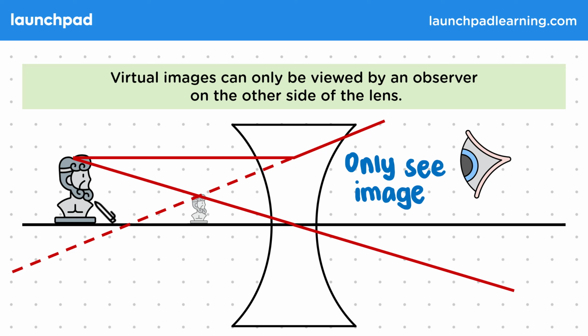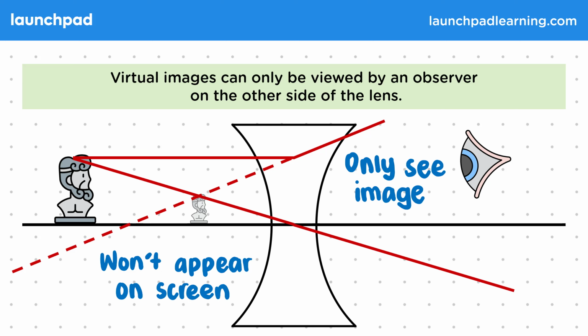But why can we only view the object this way? Well, it's because the light rays aren't really converging here. So if we were to hold a screen here, then nothing would appear. Now, you won't be expected to explain how to view images in this much detail for your exam, but you should still have a general understanding of the differences between viewing real and virtual images.